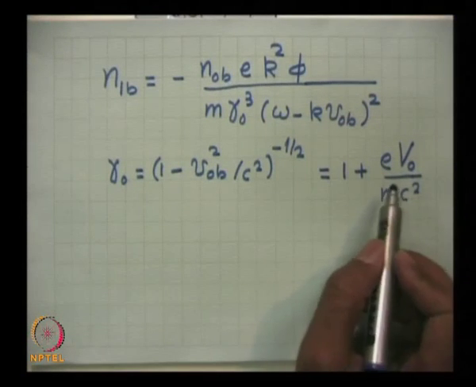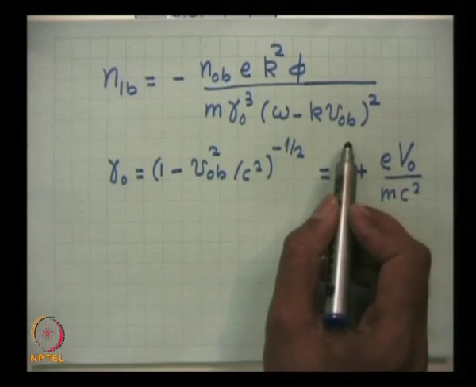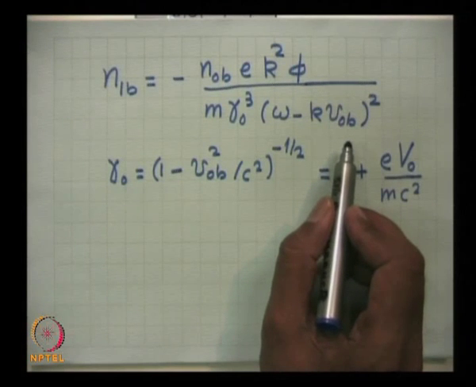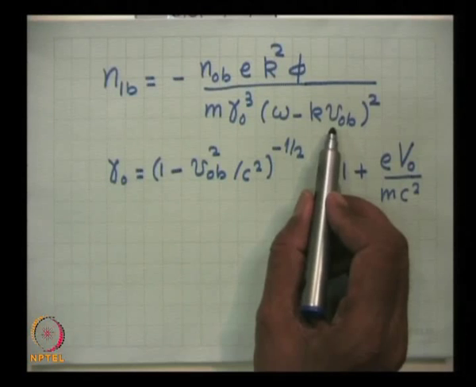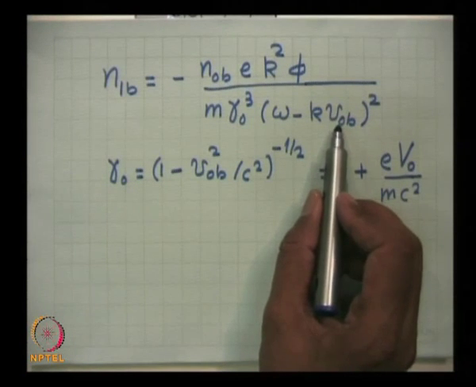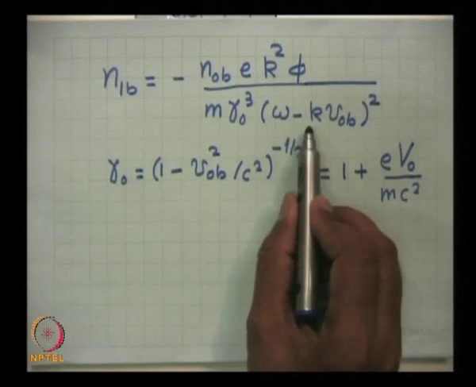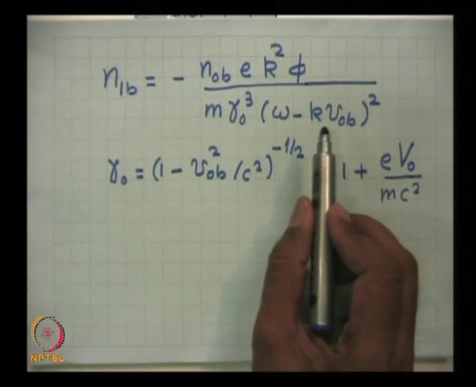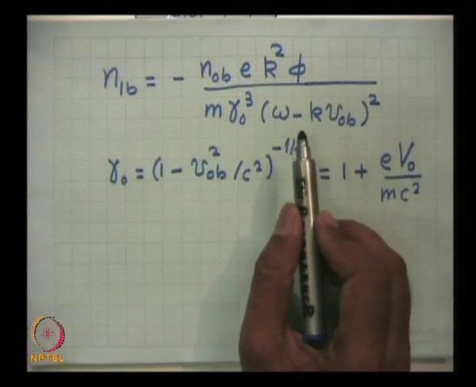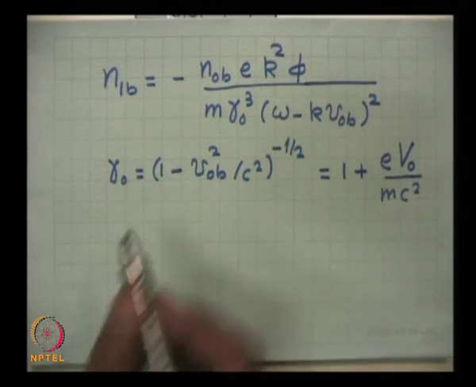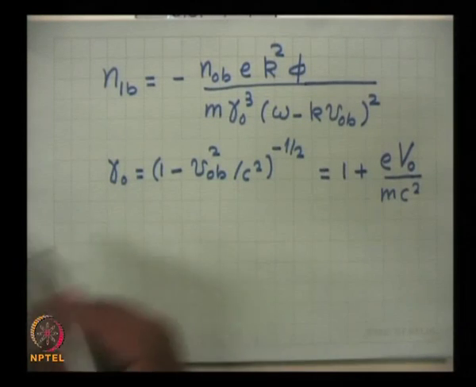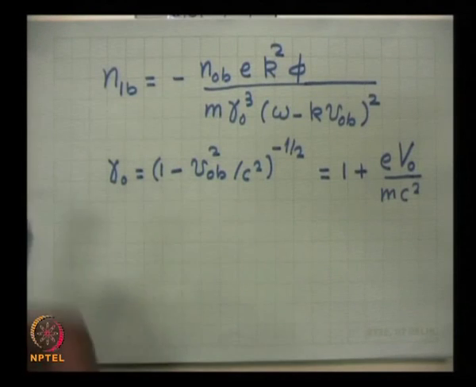So by an increase in gamma 0, V0b increases, but V0b cannot increase beyond c. So the largest value V0b can take is c. Hence the phase velocity of the plasma wave cannot exceed c if the wave is to be generated by an electron beam.